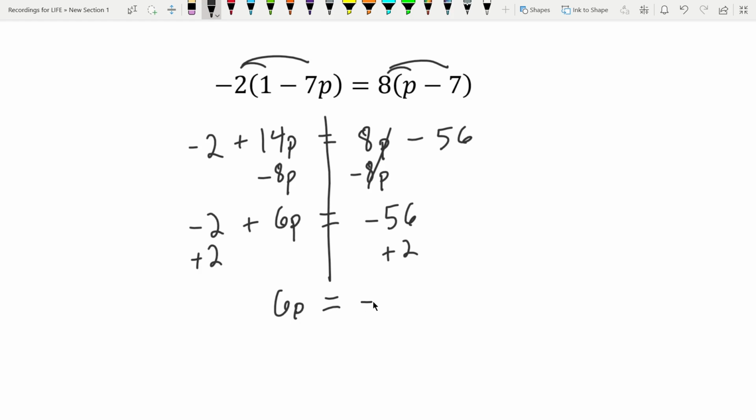-56 plus 2 is -54, and finally we can divide by 6, and we get P equals -54 divided by 6, which is going to be -9. Positive divided by negative, or negative divided by positive, is negative. 54 divided by 6 is 9. So that's our answer for this one.